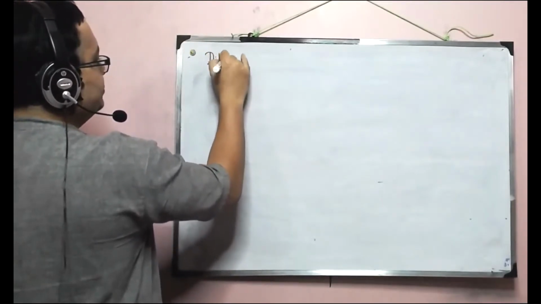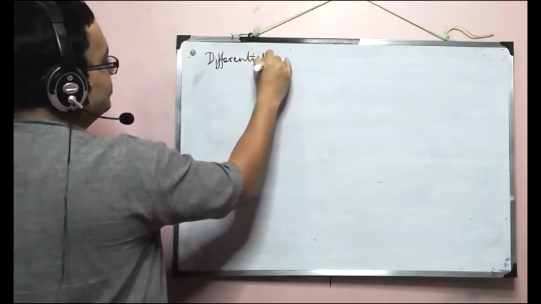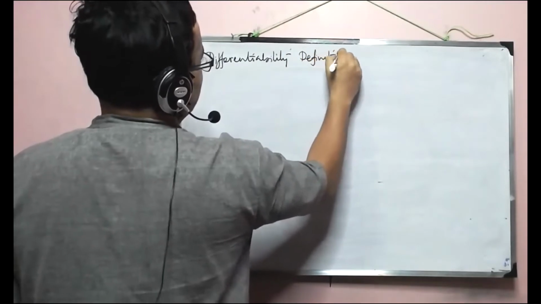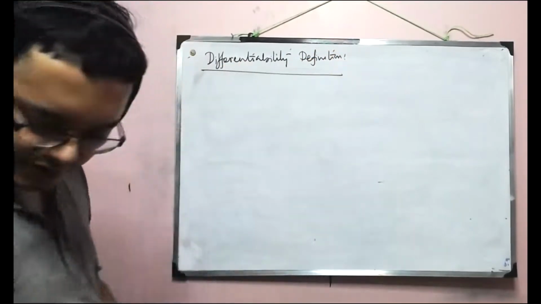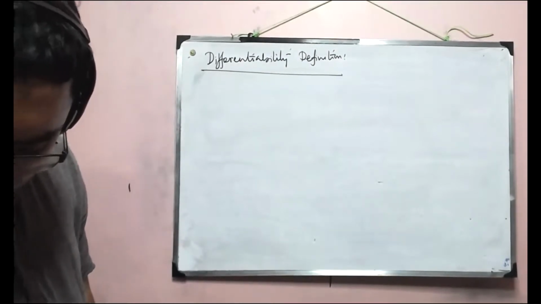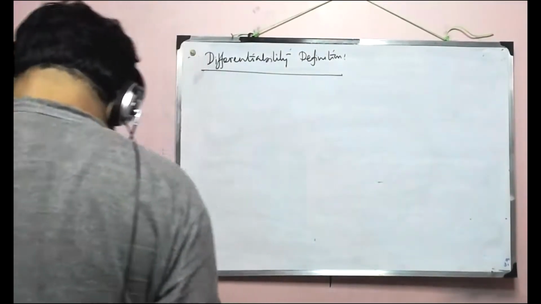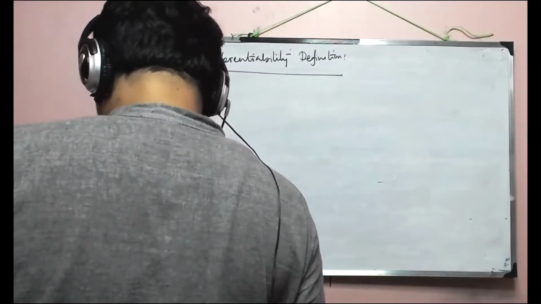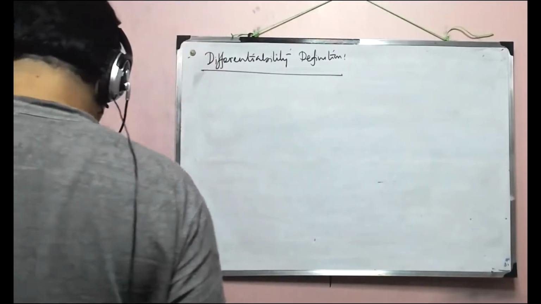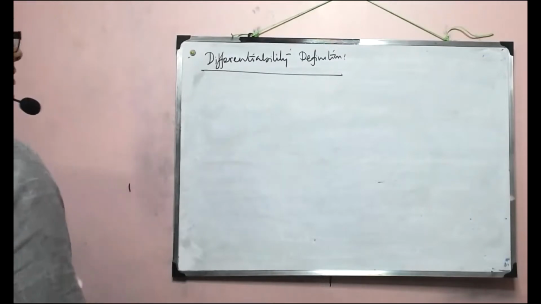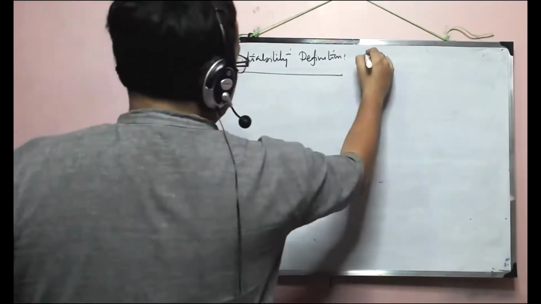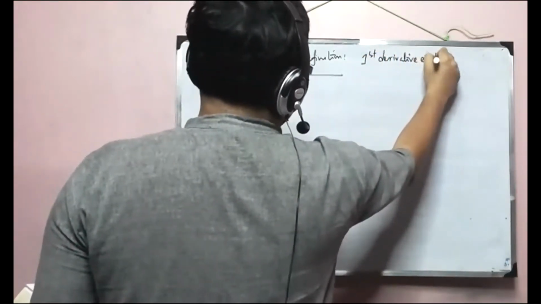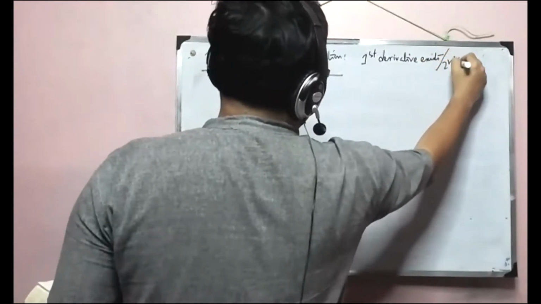Okay, so differentiability, let's say definition. Here, obviously, trivially, we have to imagine that the function is differentiable. Now, we can define the convexity and concavity assuming the first derivative exists, or we can define it also assuming that the second derivative exists.